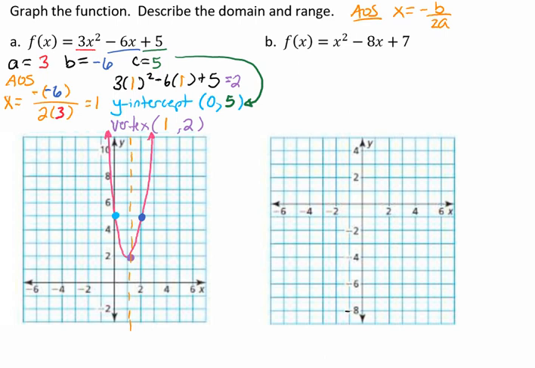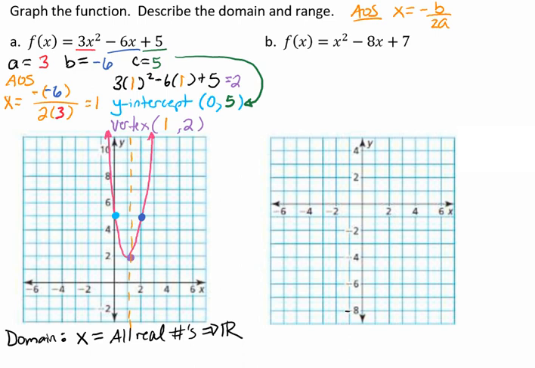Now we're ready to describe our domain and our range. Our domain represents all of the x's that we're allowed to have. Our function is just going to keep growing as x gets bigger and bigger, and it's going to keep growing if x gets smaller and smaller. So that tells us that x can be all real numbers, which sometimes is referred to with this symbol, a double-barred R. The domain of all quadratic functions is all real numbers.